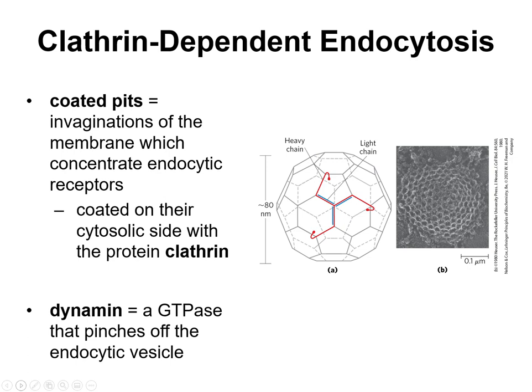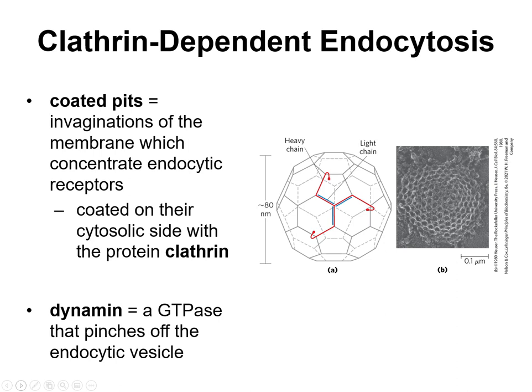So clathrin-dependent endocytosis, we create these coated pits. And these are the places where the membranes have a concentration of endocytic receptors. So things that are related to, we should form a little pouch and close it off. So all the receptors involved in that are coated on their cytosolic side, so on the inside of the cell, with clathrin.